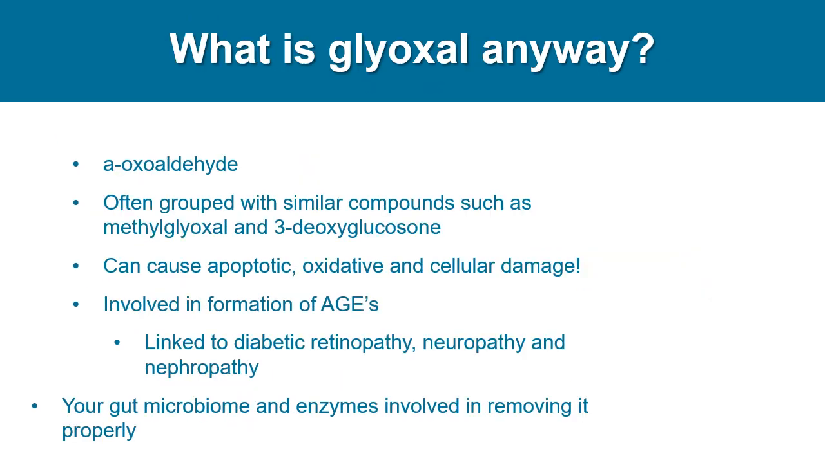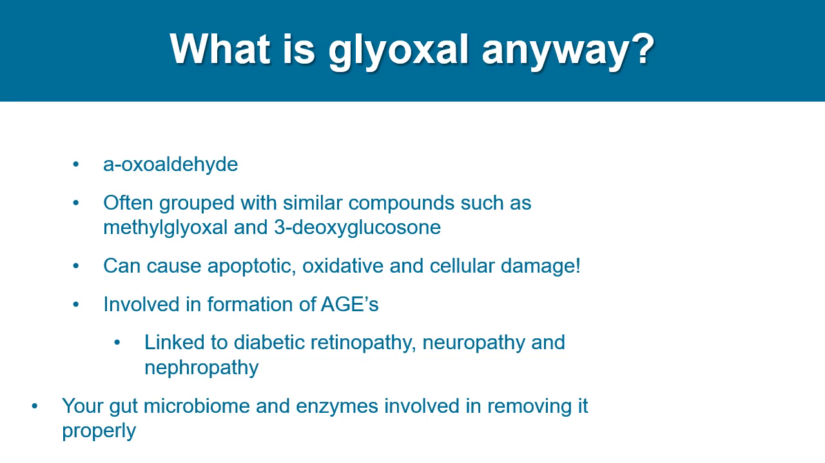So you're asking, what is glyoxal anyway? It's an alpha-oxoaldehyde, and it's grouped with two similar alpha-oxoaldehydes. So we have methylglyoxal and 3-deoxyglucosone. A lot of tongue twister words. Now, all of these are products of metabolic and oxidative reactions, and all of them can cause cellular damage and apoptosis. But what's interesting is they're involved in the formation of advanced glycated end products or advanced glycation end products. We call them AGEs. Remember, I say AGEs make you age.